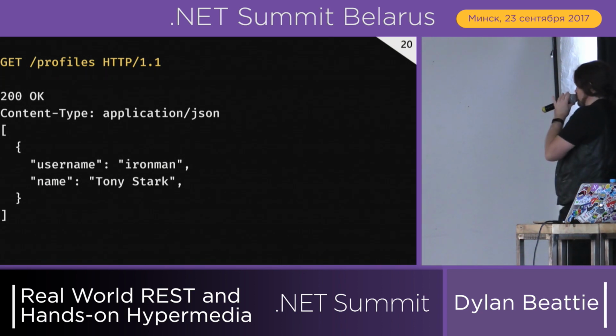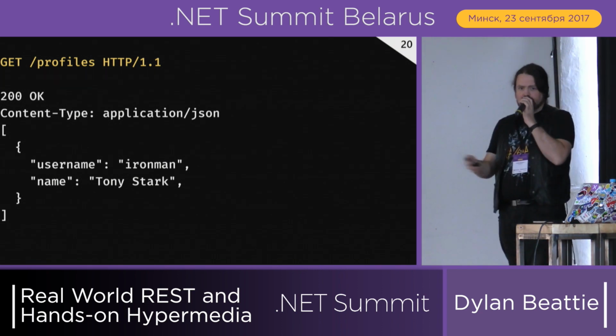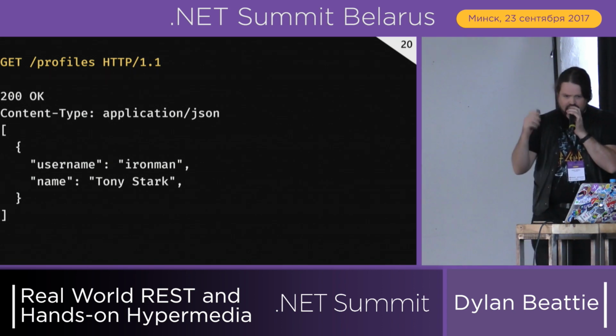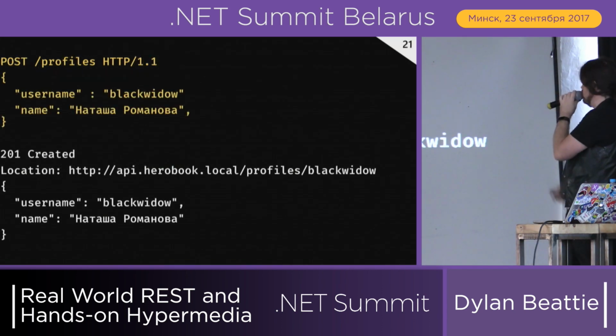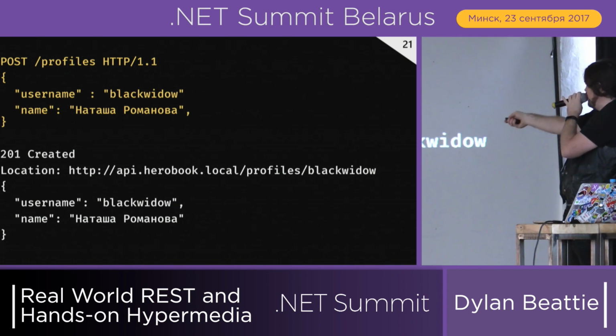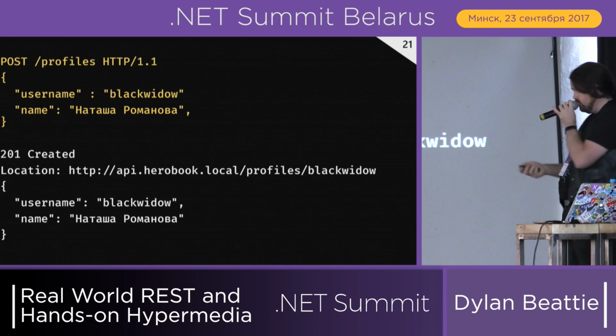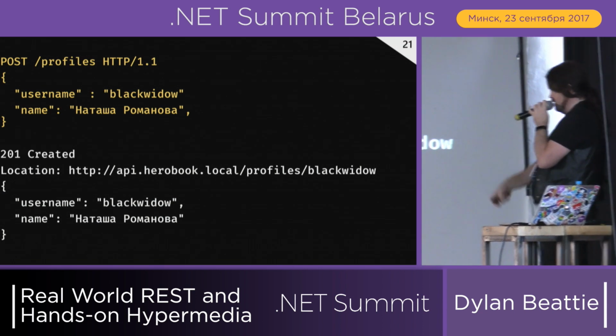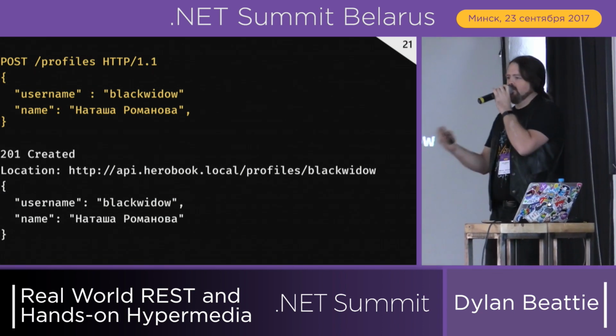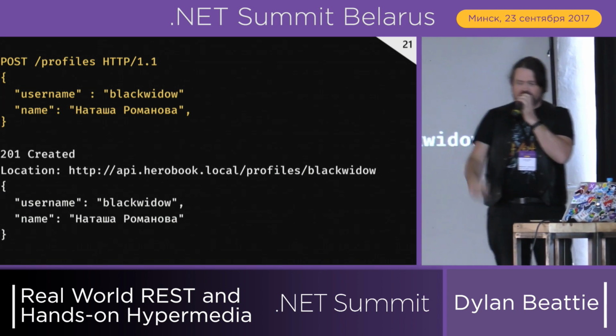And then we're going to implement support for adding people to the system, because we want to attract new users. So we are going to implement POST. So we go to POST /profiles, and you give it a little snippet of JSON. So you need a username, Black Widow, and a name, Natasha Romanova. And it's going to return 201 Created. And it's going to say, we've made a resource for you. It's over here. This is the identifier for that resource. This is the representation. And then, we're going to go and have a beer and go home for the weekend.